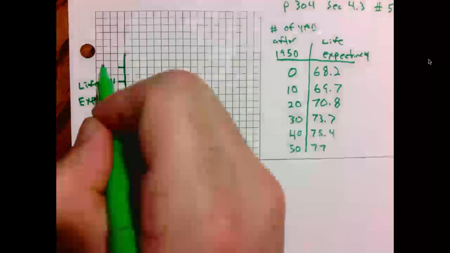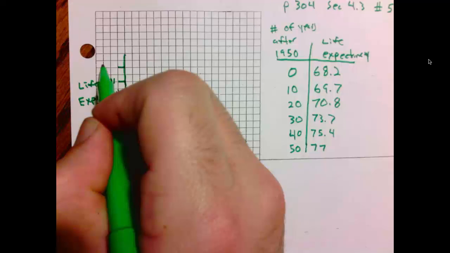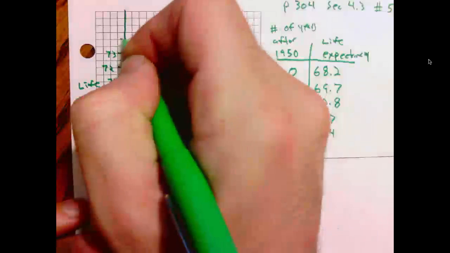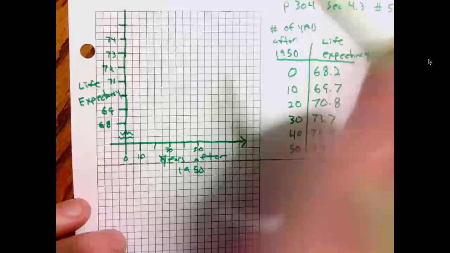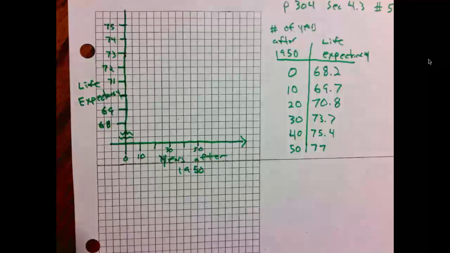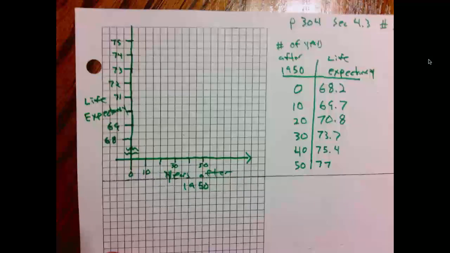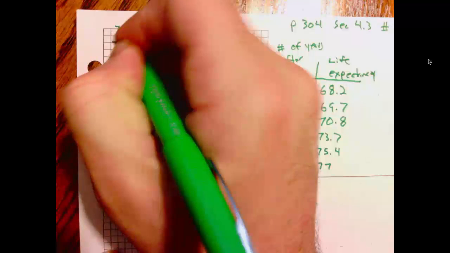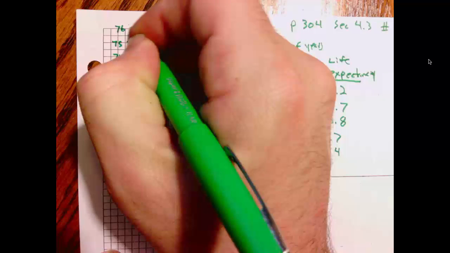72, 73, 74, 75, 76, and then one more up would be 77.